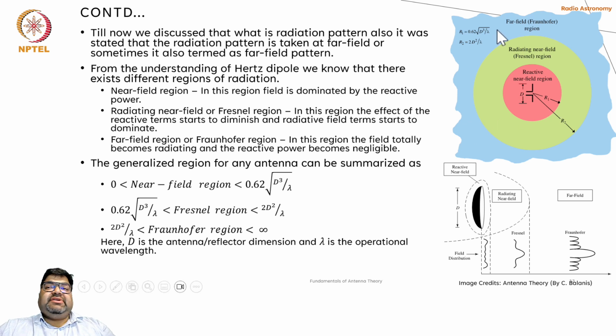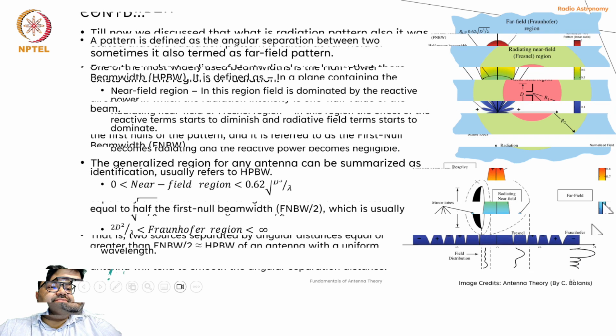For our case, when we are studying the power patterns, we are mostly studying them in the Fraunhofer zone. You can see that these side lobes and everything appearing in the bottom right figure are in the Fraunhofer zone itself.